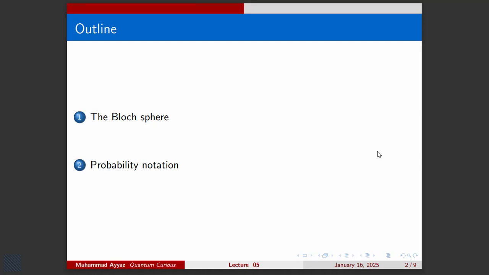And the second thing we are going to discuss in this video is the probability notation and some concepts related to probability theory. Probability theory is very important in quantum mechanics, as we know that the measurement outcomes and different phenomena in quantum mechanics are probabilistic. So it is very useful and helpful to understand some core concepts of probability theory.